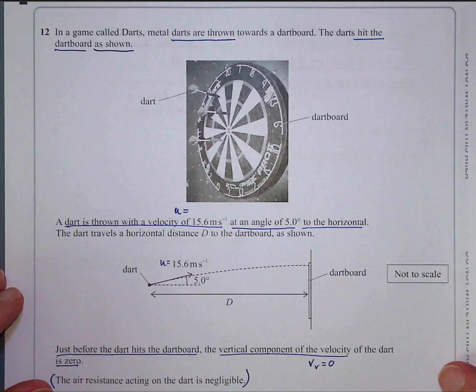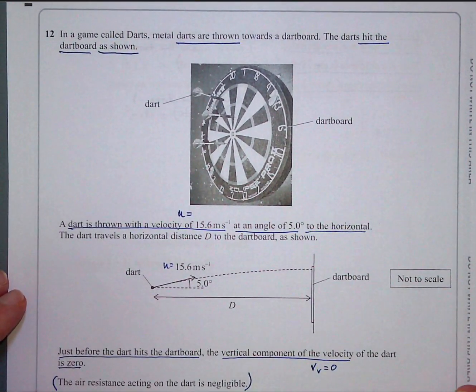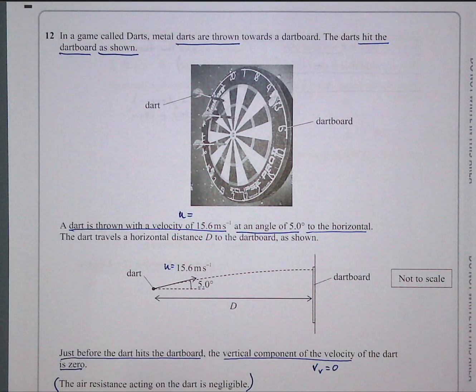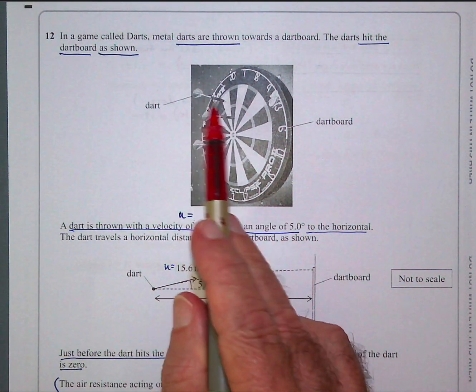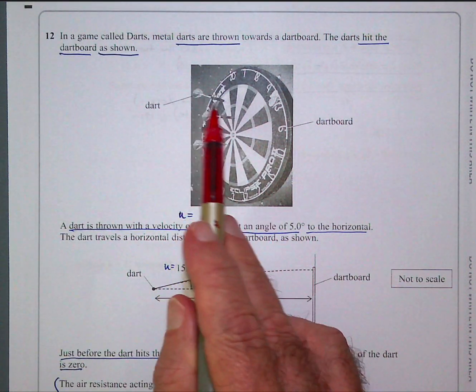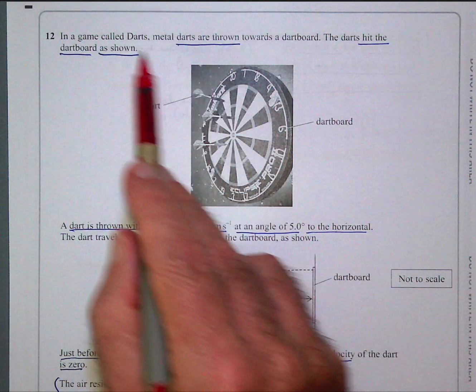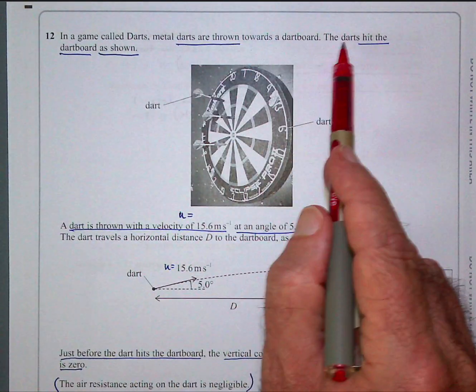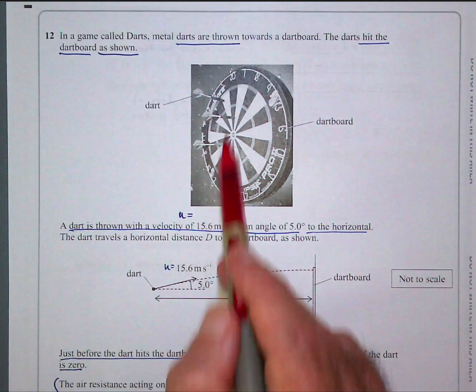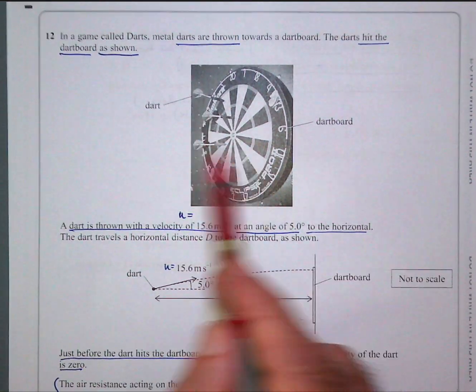Number 12 shows a dartboard. In a game of darts, for those of you who do not play darts, you throw the arrows, as they're also called. These pins go into the material of the board, so that they're thrown towards the dartboard. The darts hit the dartboard as shown. Looks like they've gone in pretty straight.